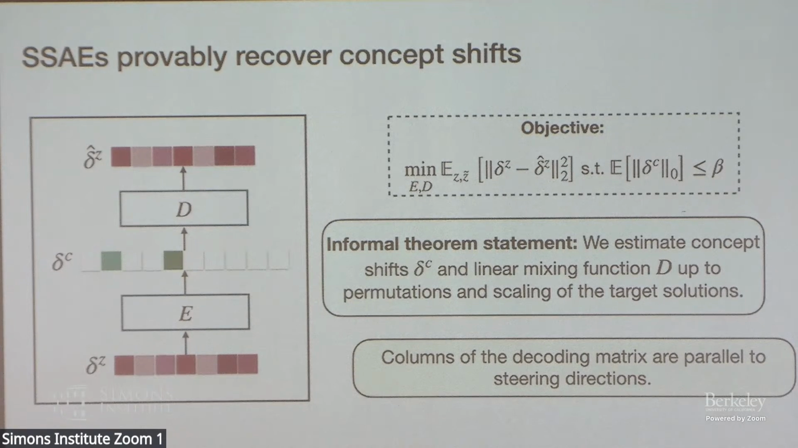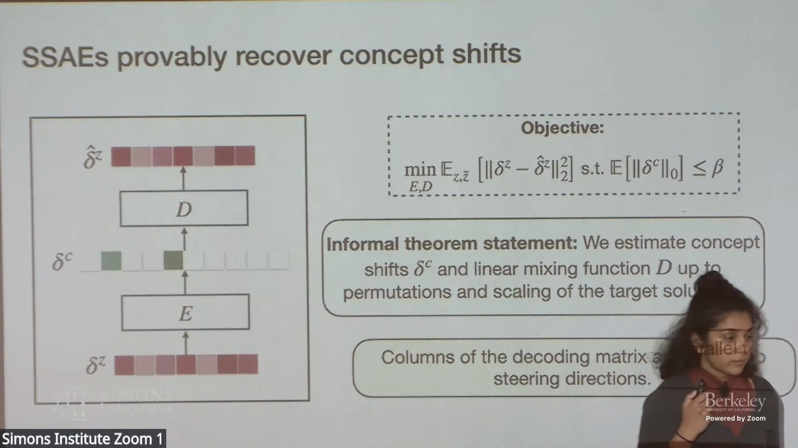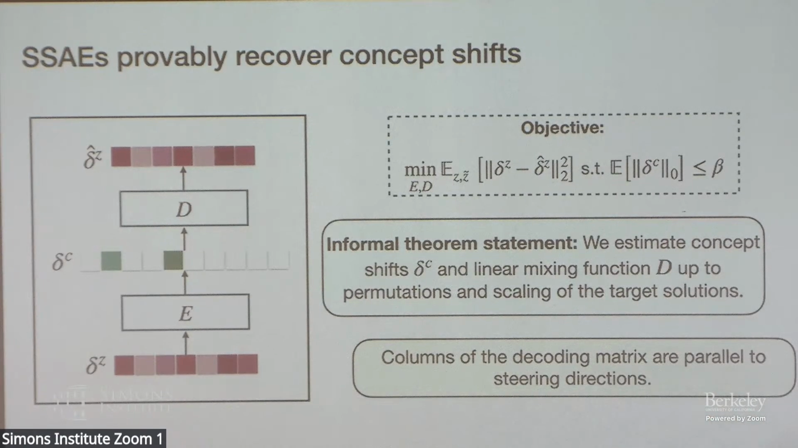But if this disentanglement holds, and now we've made precise what it means to be disentangled, you have to have this equivalence to the ground truth up to permutation and scaling. What we can say is that the columns of the decoding matrix are going to be parallel. Each column is going to correspond to one steering direction, or is going to be parallel to one steering direction.